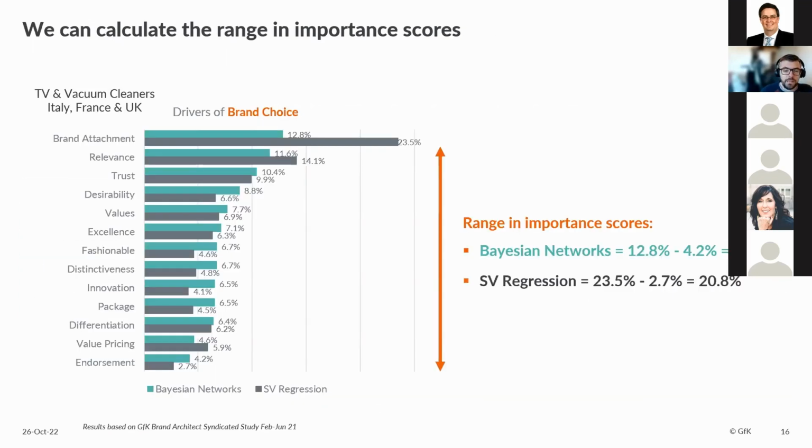Okay, so another thing we can compare is the range of importance scores the two methods give. So for Bayesian networks in green, we have importance scores that range from 12.8 all the way down to 4.2. So that gives us a range of 8.6. And then for Shapley value regression, that ranges from 23.5 all the way down to 2.7. So we have a much wider range of the importance scores, in this case, 20.8.